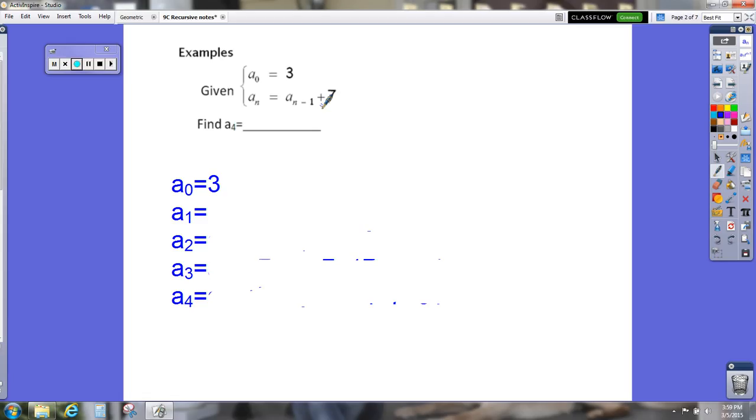Notice here, it's a little bit different formula. We're going to start with our beginning term, which is our a sub 0 term, which is 3. And then each consecutive term, we're going to add 7. So in recursive, that means we want to find the fourth term here. So I can't plug directly into my formula because I need the previous term in order to find the current term. So my a sub 0 is 3. I want to find a sub 1. So I'm going to use my rule, plugging in 1.